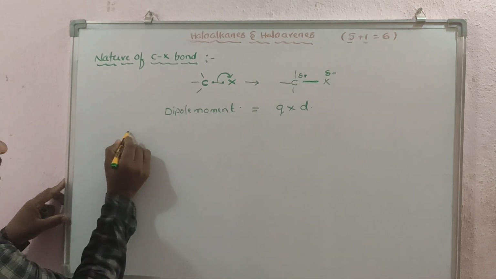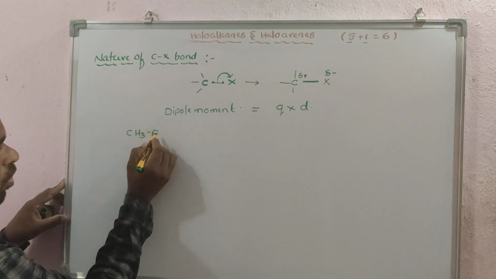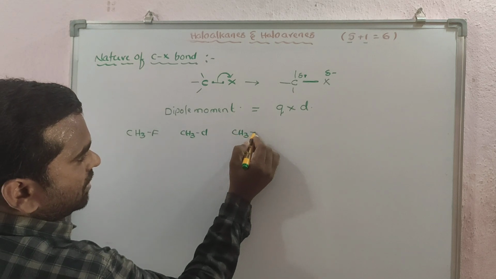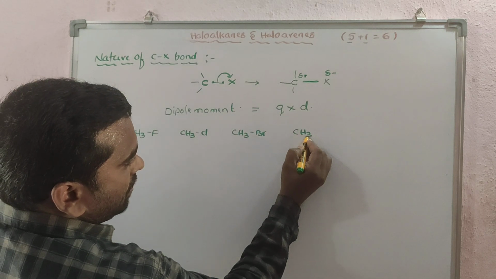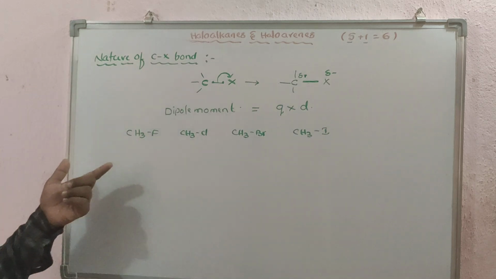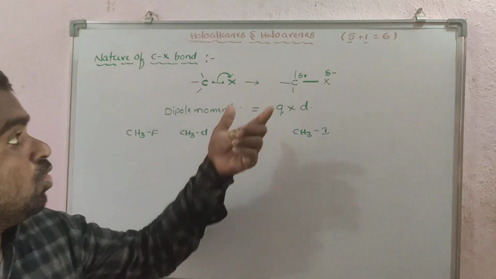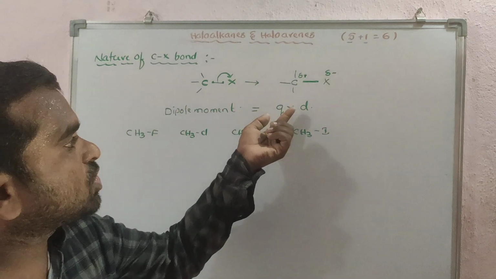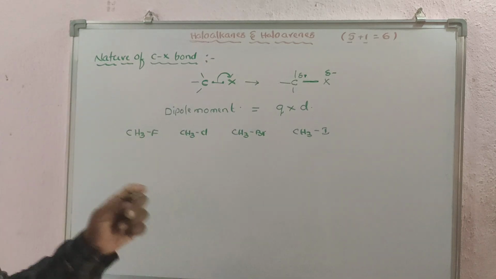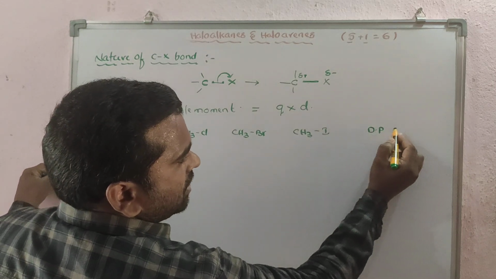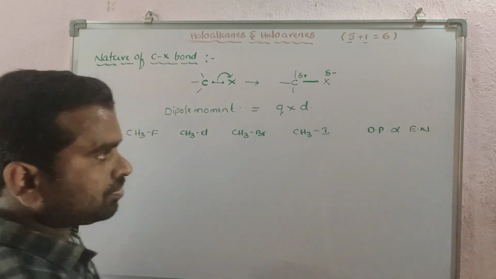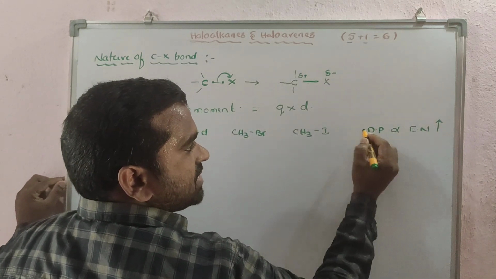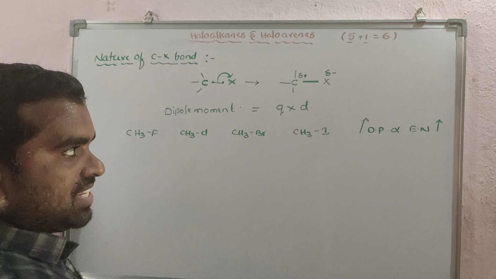They have given fluoromethane, chloromethane, bromomethane, iodomethane. Write the order of dipole moment of these compounds. The polarity of a compound is calculated by dipole moment, which is charge into distance. You know that dipole moment is directly proportional to electronegativity. If the electronegativity of the element increases, dipole moment also increases.